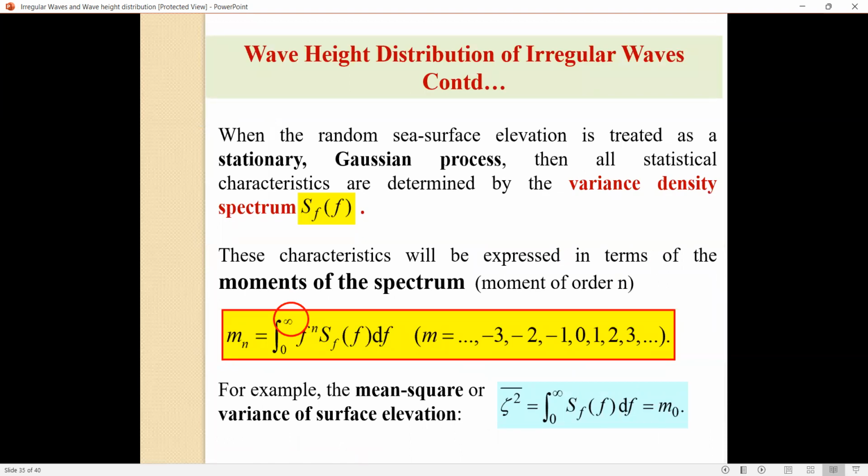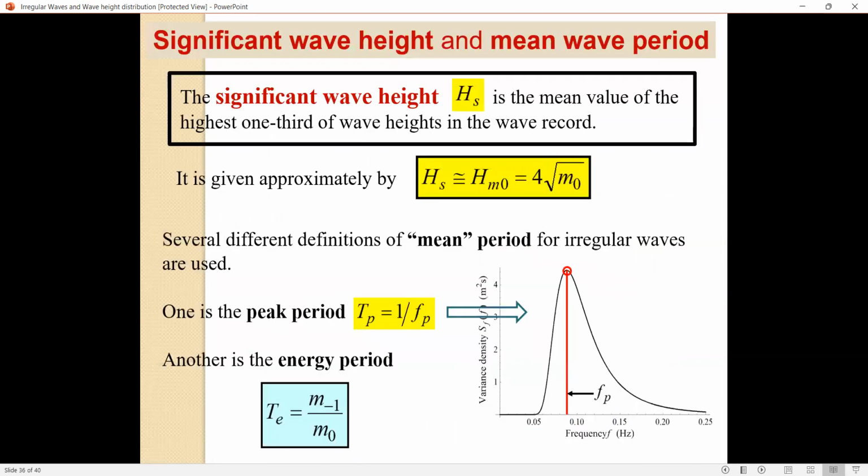So in that sense, other theories have come: variance density spectrum, then the moments of the spectrum, all these things. Mathematicians are very good at generalizing. If it is working for one, why not for any? So we go on generalizing it, and this is the way significant wave height is defined. Again, it has been related.